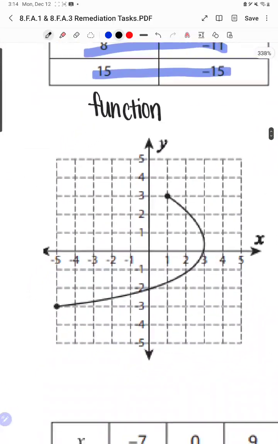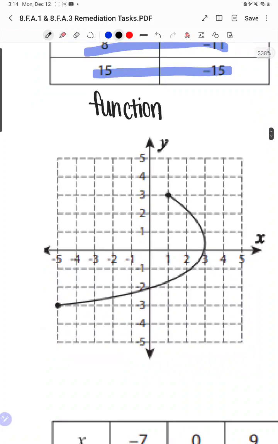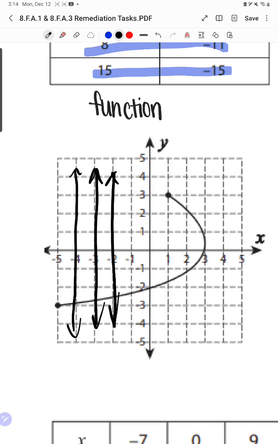Okay, let's take a look at this one right here. So we're going to perform something called vertical line test. Now remember, a vertical line is a line that goes straight up and down. And if this line that goes straight up and down crosses a graph at more than one place, then it's not considered a function. So let's draw some vertical lines. I've got a vertical line here, and you can draw these anywhere that you want. And so far, it seems like a function.